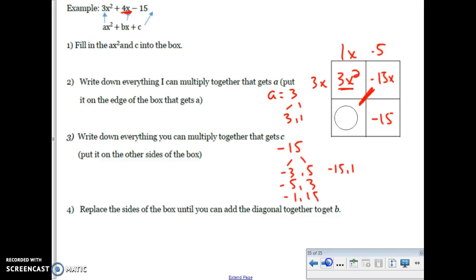What if I switch them? So what if I put a 3 here and a 5 there? 3 times 3x gets me 9x. 5 and 1 gets me 5x. One of these is going to have to be negative. Which one has to be negative in order for me to get 4x? If I do 9 minus 5, I get positive 4. So I'm going to make this the negative term. My factored form is x plus 3 and 3x minus 5.